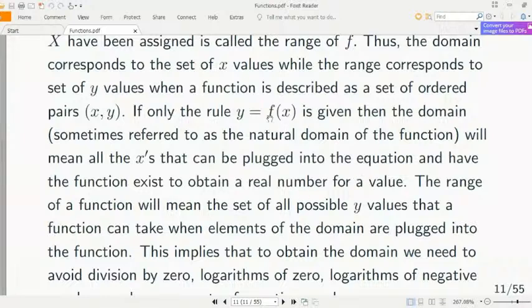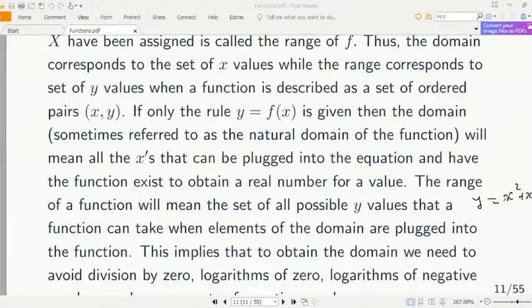If only this function is given, then the domain will mean all the x's that can be plugged into the equation and have the function exist to obtain real values. So for instance, if you're given this function, y equals x squared plus x, then what is the domain? The domain is now: think of what x values can I plug here, and the equation will still have a real number.